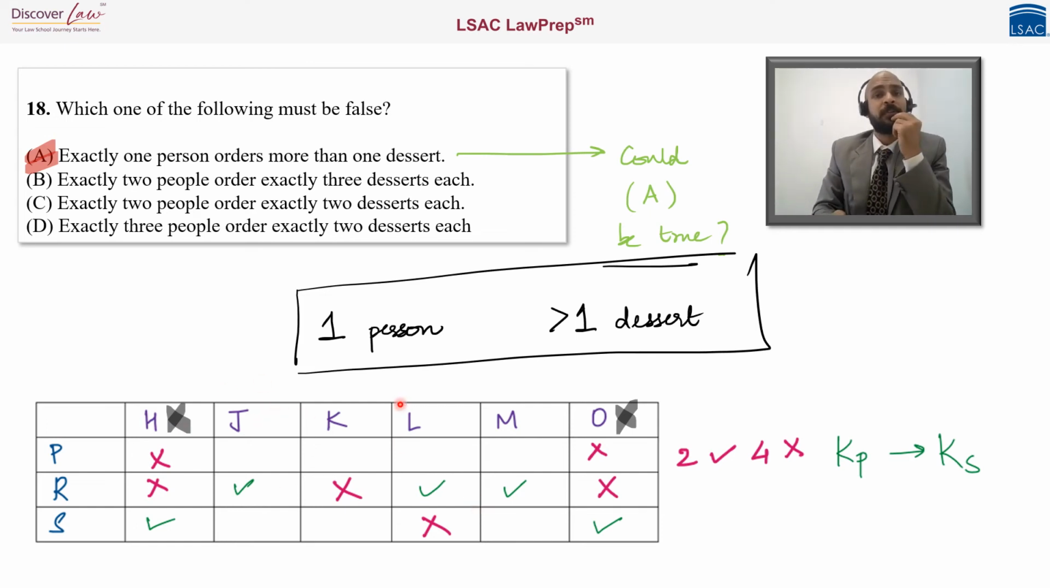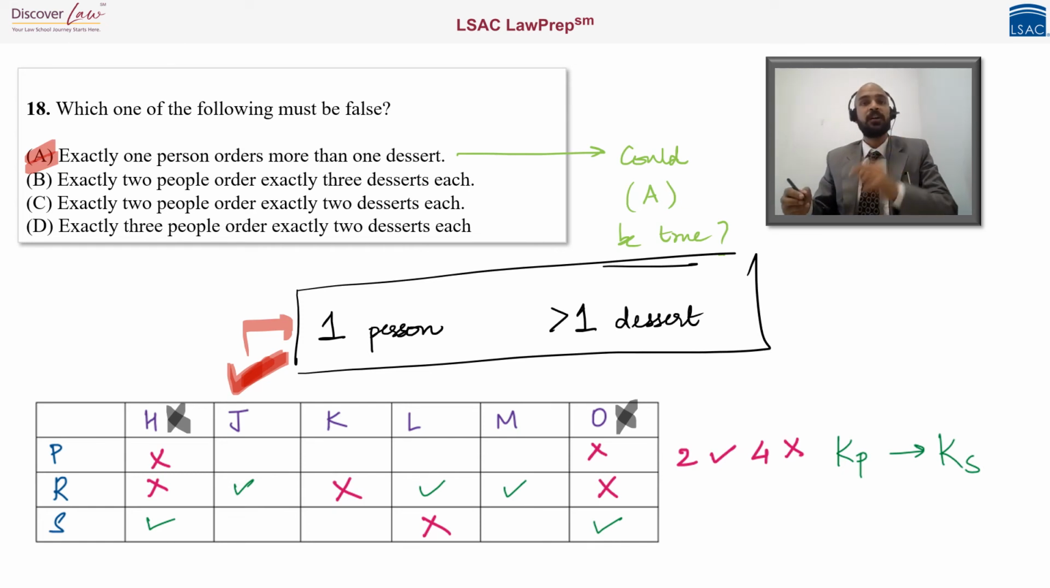Could J be that person? Could K be that person? Could L be that person? Could M be that person? Okay, let us say we start off with J. So we're asking ourselves whether J could be that one person who orders more than one dessert and the others order only one dessert.